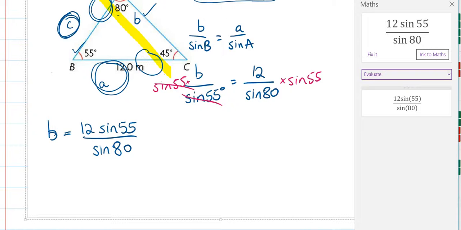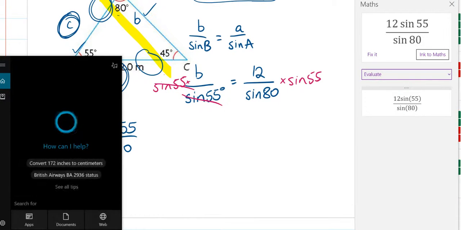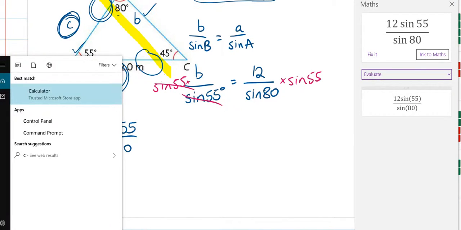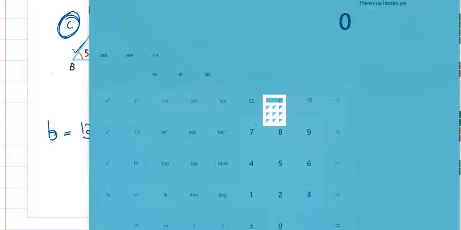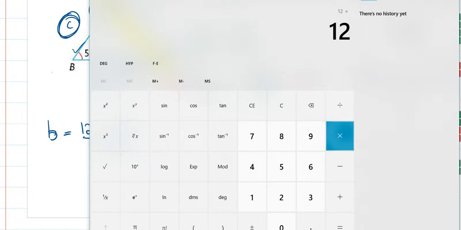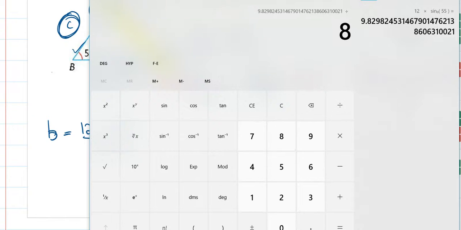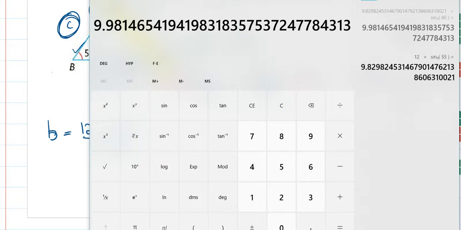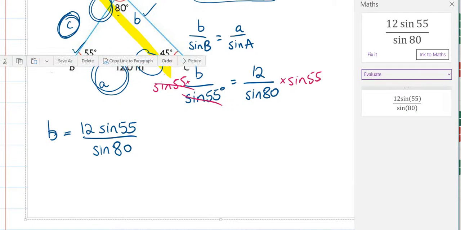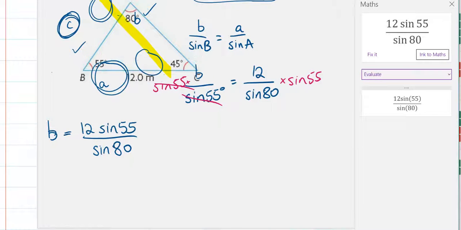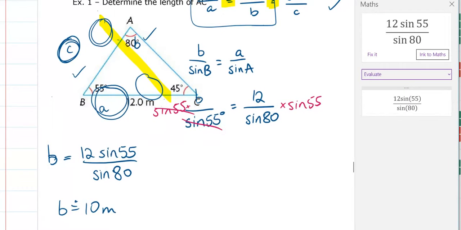Let me show it to you on the Windows calculator instead, since I can't show you anything on my hand calculator. So 12 times sine of 55 degrees, and I'm going to divide that by the sine of 80 degrees. The answer I get is 9.98, which I'll just round to 10. So b equals 10 meters. And that's my side length.